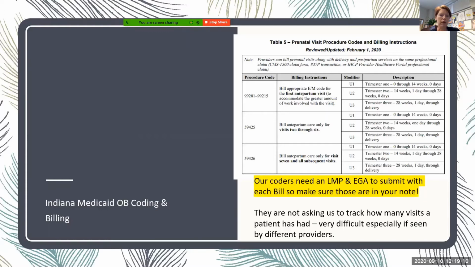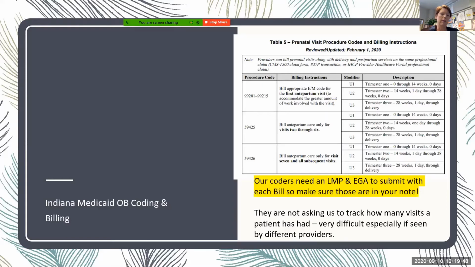So the other thing that I learned, again, breaking down what Medicaid does for our patients, is that visits 2 through 6 are technically coded as a 59425. And again, you need to know what trimester they're in, but they can get that from our note. And then visits 7 and beyond are billed at a 59426. The good thing is that our coders and billers actually end up tracking those visits for us, because I was worried after re-reviewing this that I would have to know how many visits my patients had. And with different providers seeing patients, that would be almost impossible to know.